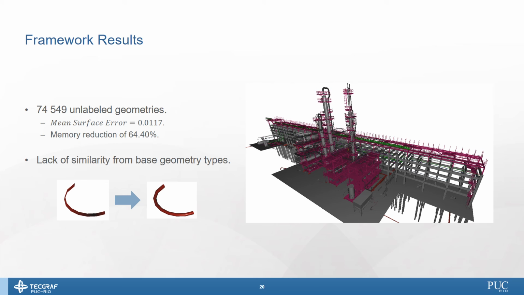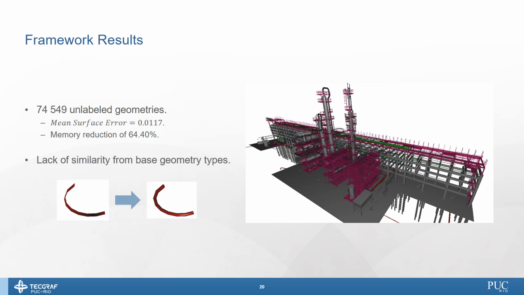After that, we use the same trained PointNet++ in our framework to optimize a model with 74,000 unlabeled geometries, and obtain a mean surface error that was not as good as we found on the previous model, and also a memory reduction of only 64%. These results are directly related to the lack of similarity of the base geometry types compared to the geometry types found in this model.